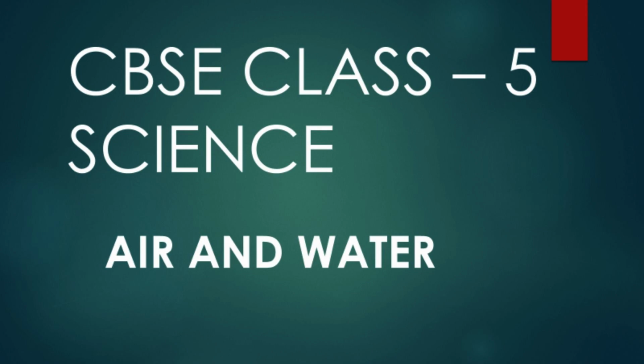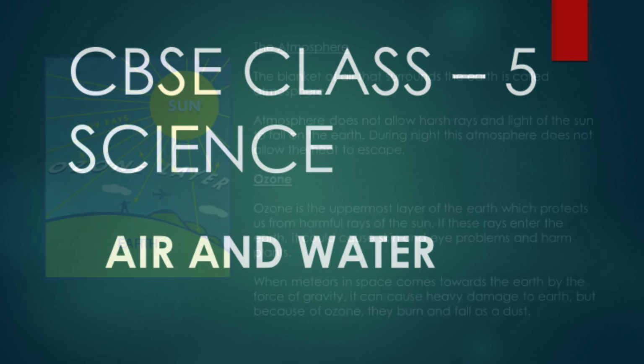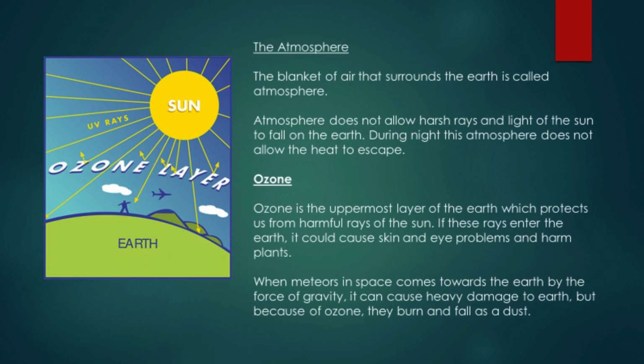CBSE Class 5 Science. Air and Water. The atmosphere. The blanket of air that surrounds the Earth is called atmosphere. Atmosphere does not allow harsh rays and light of the sun to fall on the Earth. During night, this atmosphere does not allow the heat to escape.